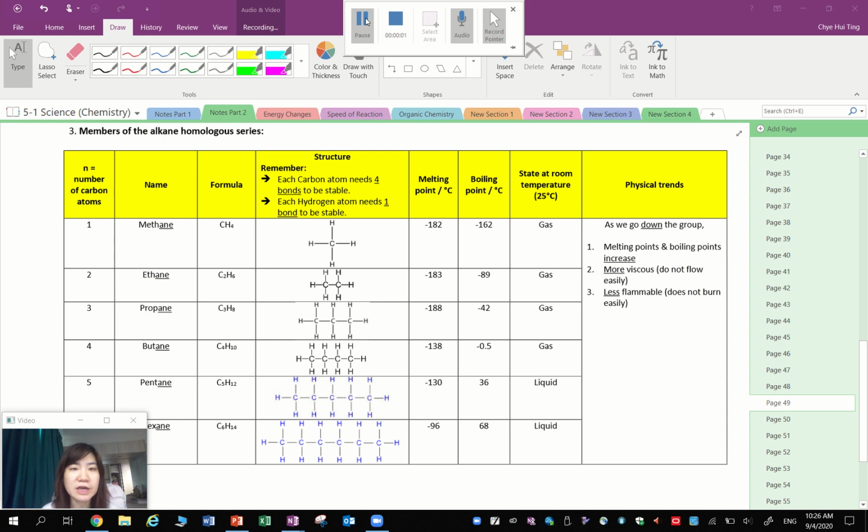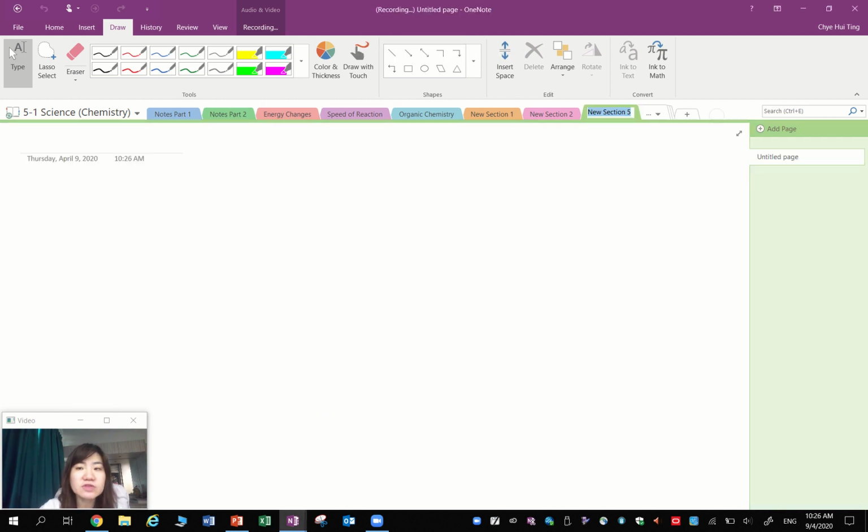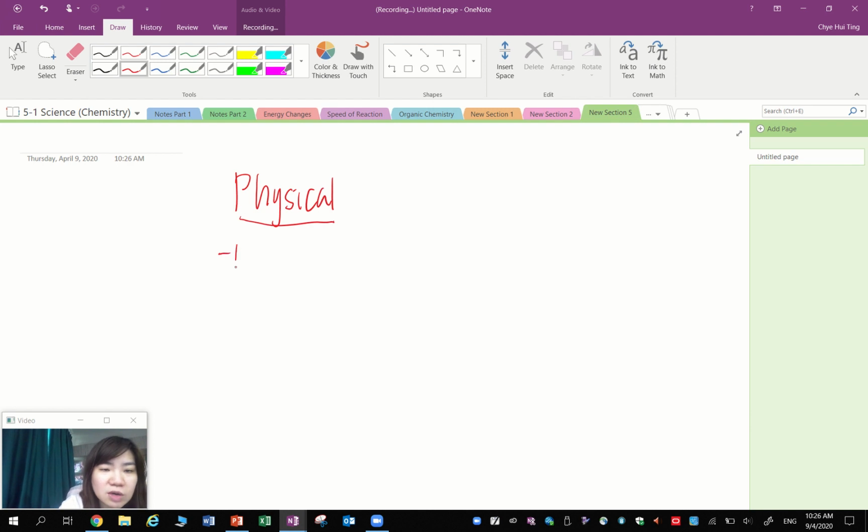Okay, for Express and 5 students, you have already learned the structures of alkanes and alkenes, the formulas and also their names. So now we're going to talk about the physical properties. When we talk about physical properties, we actually mean a few things. You need to know the difference between physical properties and chemical properties. For physical properties, I'm actually talking about mainly melting point and boiling point.